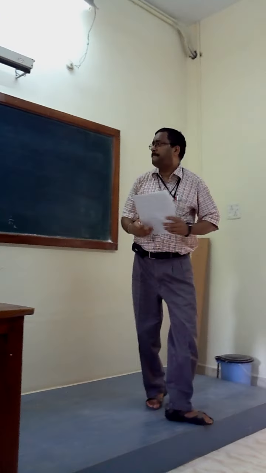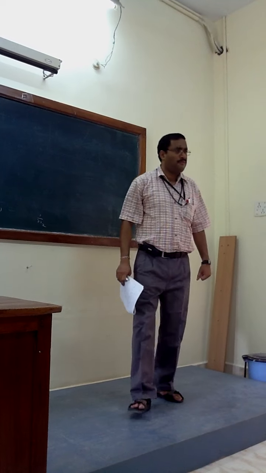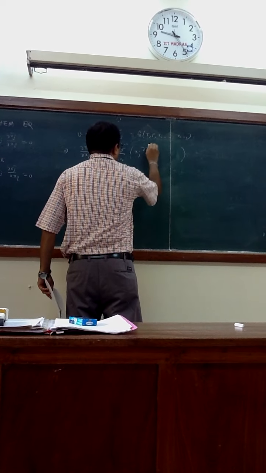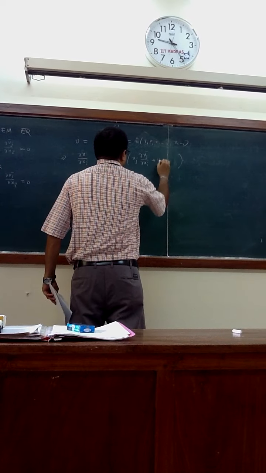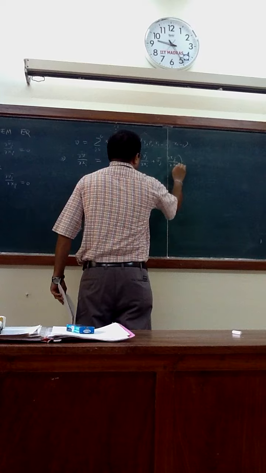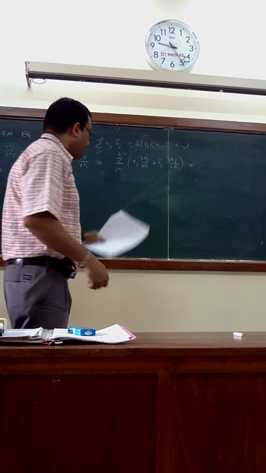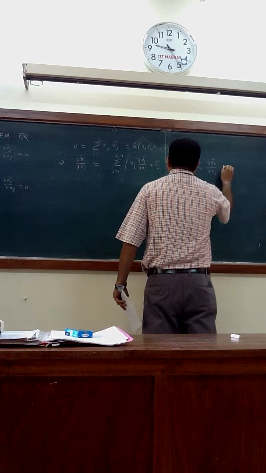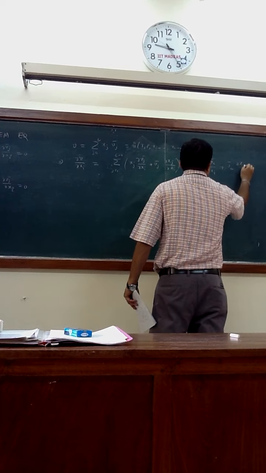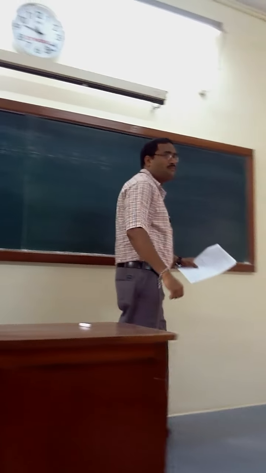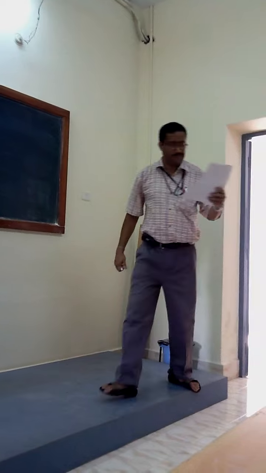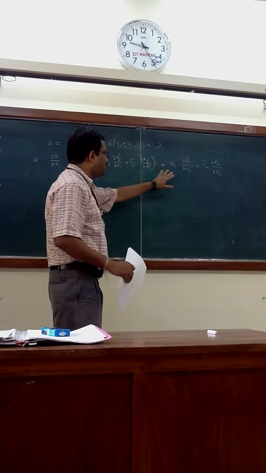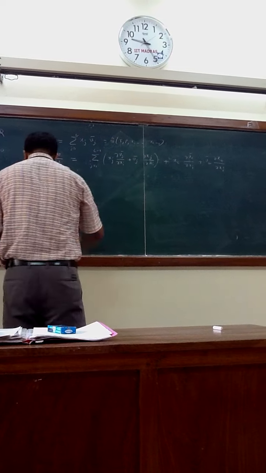What are the two terms? xj dou vj bar by dou xi plus vj bar dou xj by dou xi, plus the last term is there. What is that? xc dou vc bar by dou xi plus vc bar dou xc by dou xi. Correct? Yes. So this is valid up to c minus 1, and one is for the c. Okay. So let's see the next step.